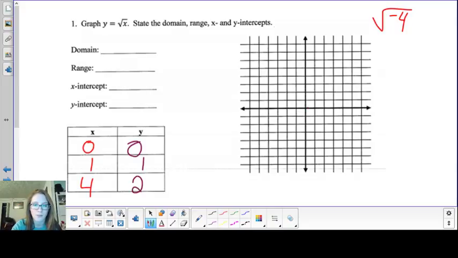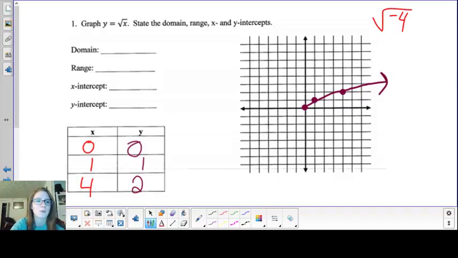So I have a dot at 0, 0. I'm going to make this a little bit thicker so you can see that that's easier. I have a dot at 1, 1. And a dot at 4, 2. So it means that when I connect my dots, that was really bad. The idea is we're getting bigger.